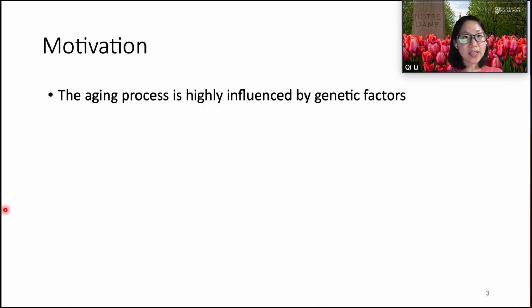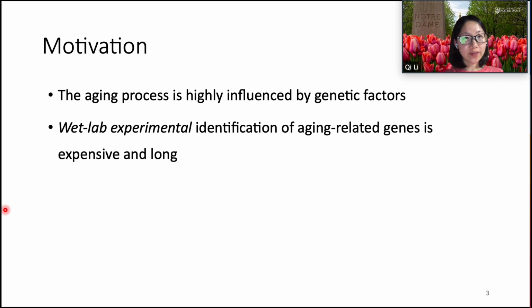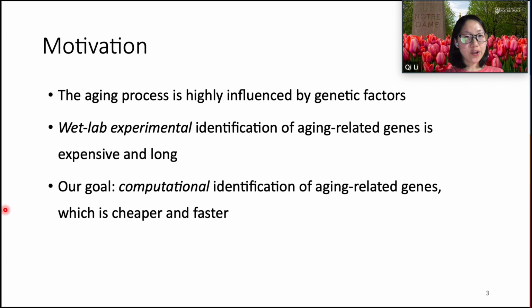The aging process is also known to be highly influenced by genetic factors. Therefore, it is important to study aging by identification of aging-related genes and their pathways. Traditionally, the aging-related genes are identified via wet-lab experiments, which can be expensive and time-consuming. Therefore, our goal here is to identify aging-related genes computationally, which is much cheaper and faster.